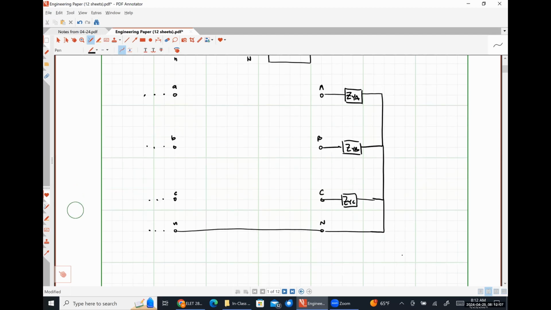So our A phase watt meter might look something like this. So here's my current coil. Here's my voltage coil. And it would be placed between the A terminal and the neutral terminal.